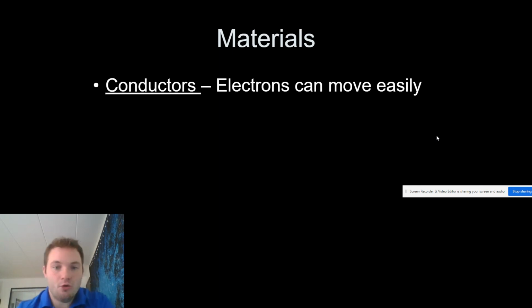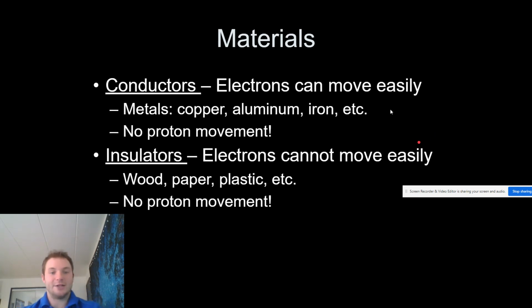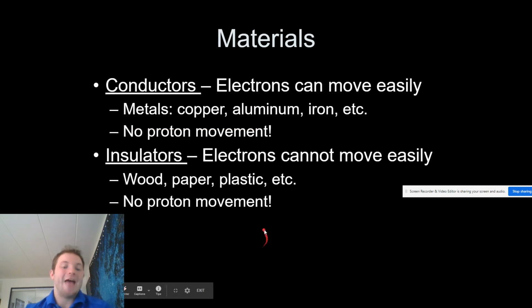So what we need to know from this slide is conductors versus insulators. Conductors, electrons move easily. Insulators, electrons cannot move easily. So it's not that electrons can't move, it's that it's harder for them to move through. So for both of them, there's no proton movement. Metals are good conductors, and things like wood, paper, plastic, rubber are good insulators.